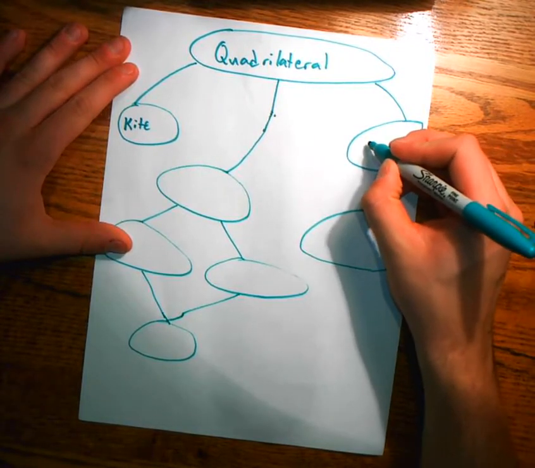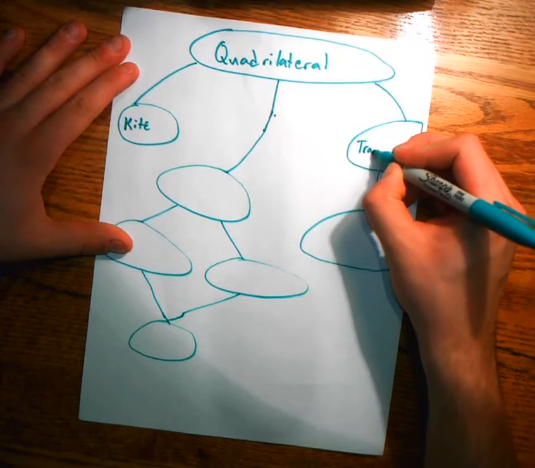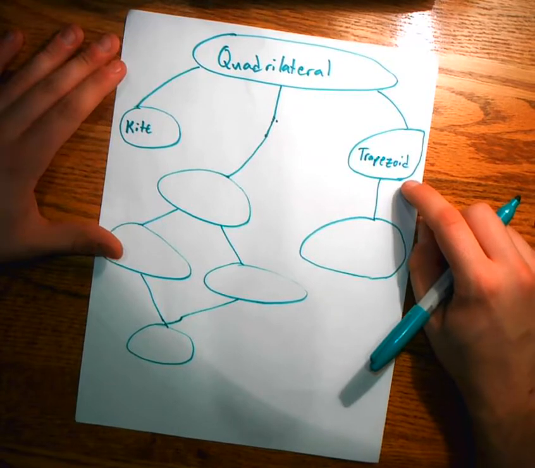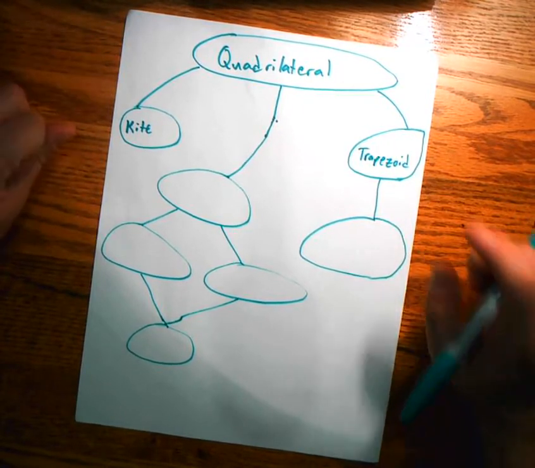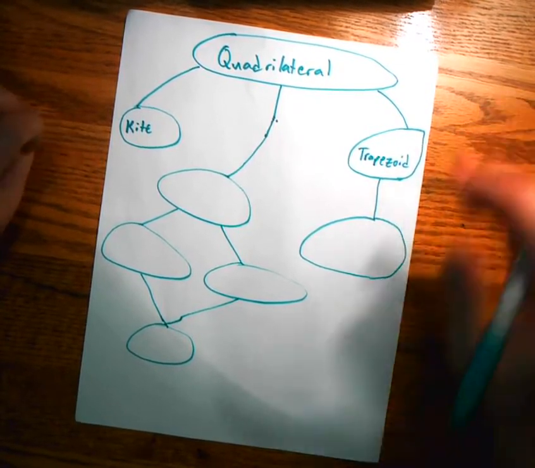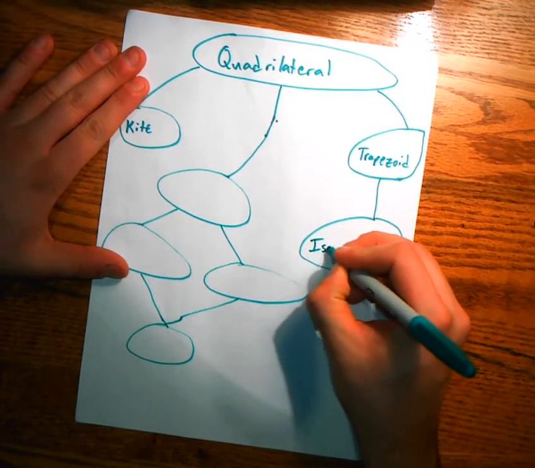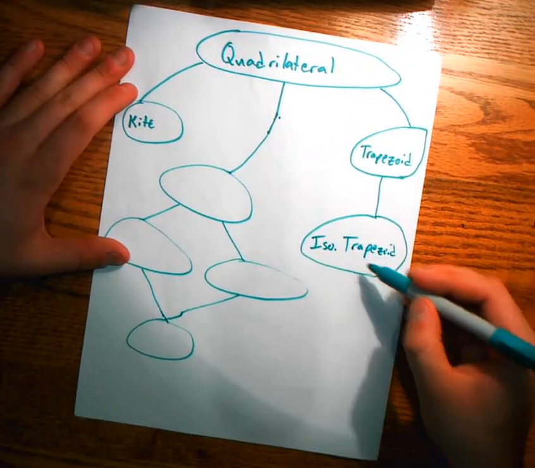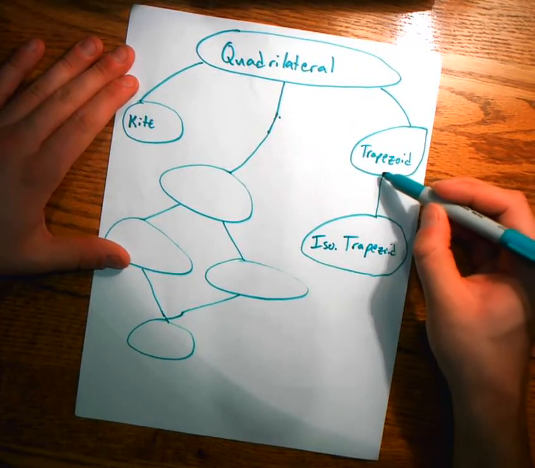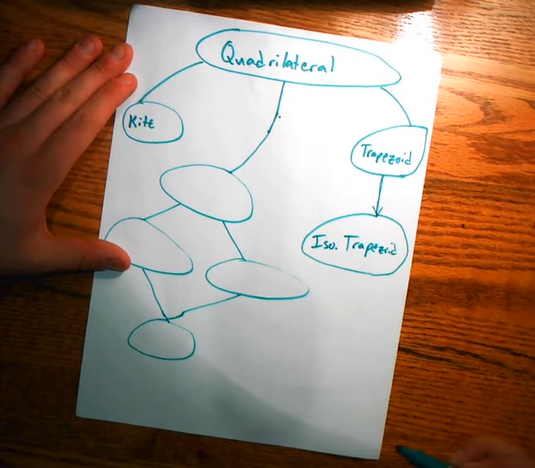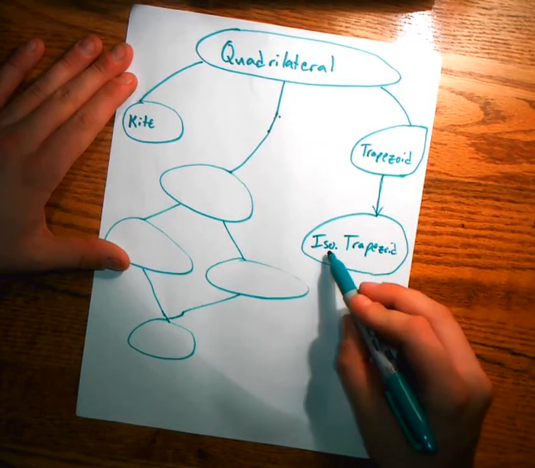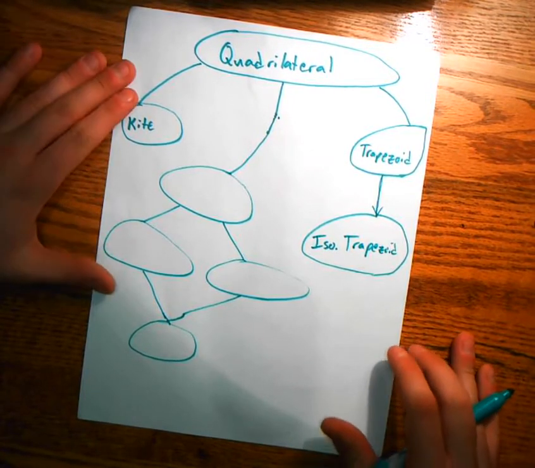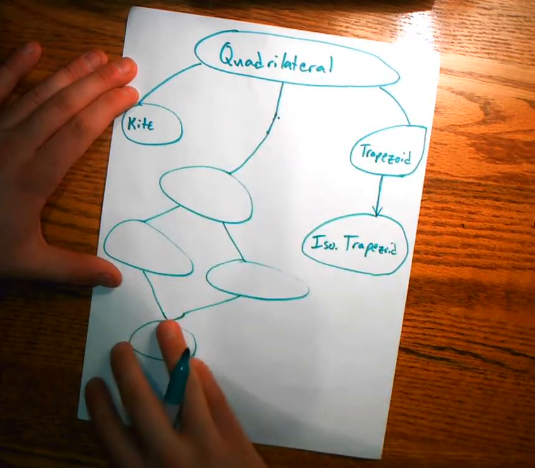Then on the far right, I'm going to put trapezoid. This has exactly one and only one set of parallel sides, and then if you get more specific from the trapezoid, I'm going to include isosceles trapezoid. An isosceles trapezoid is a trapezoid, so that's why it's next in the flow chart. But the only thing that's different is it has one set of congruent sides that are not the bases, so the legs are congruent.